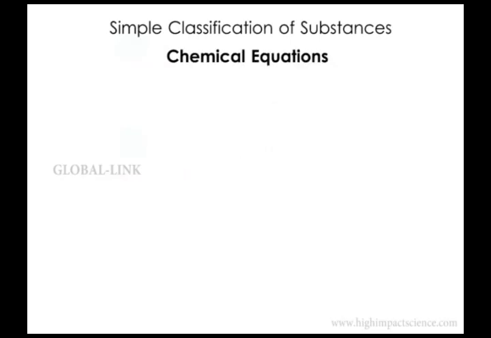Finally, we look at chemical equations. Chemical equations are used to show the chemical reactions that take place during the formation of compounds. The substances that combine are called reactants, while the resulting compounds are called products. Reactants are written on the left and products on the right of the arrow.